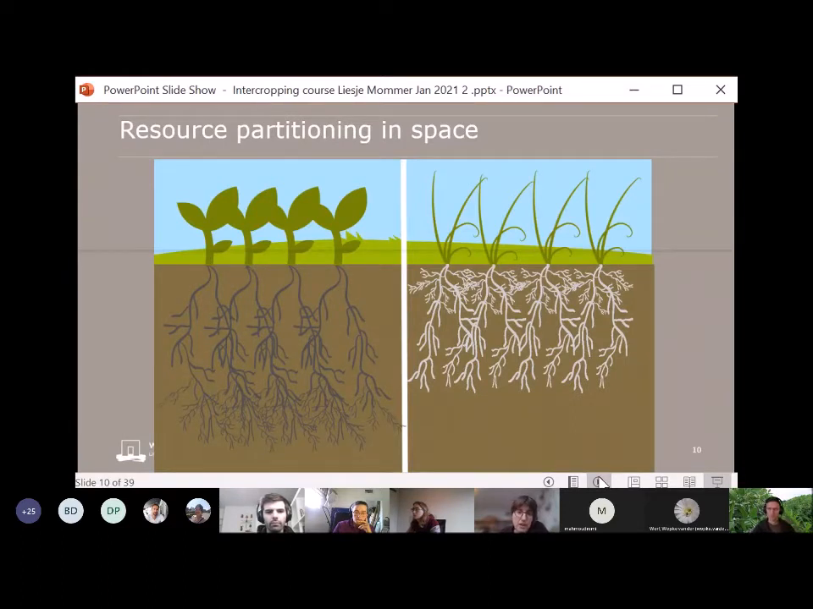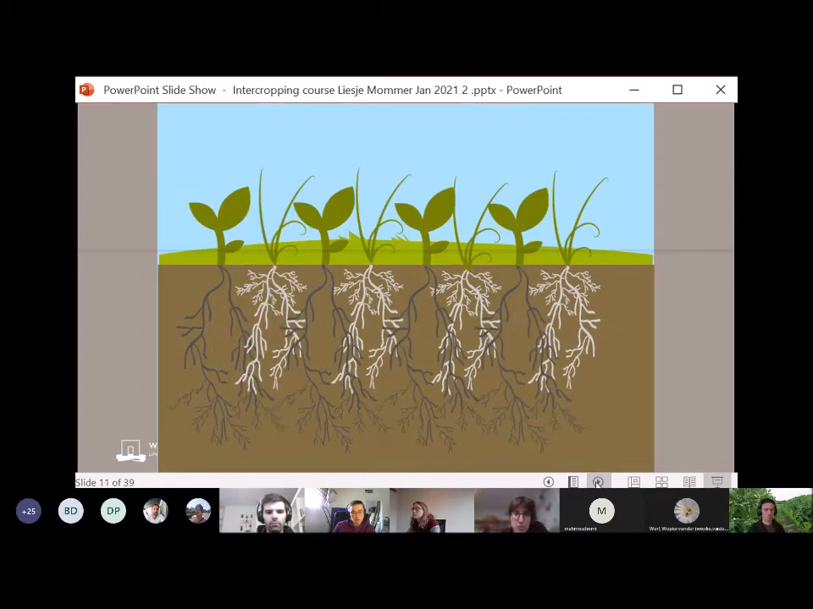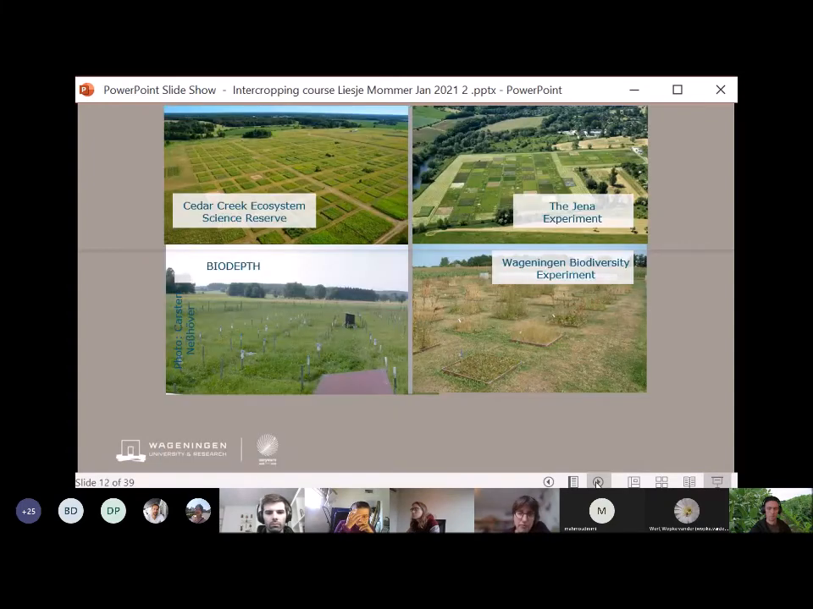So we needed to think about different mechanisms. And the classical idea is that below ground, different plant species occupy different space. So some plant species root superficially and others root deep. And if you then grow them together, they can explore the soil more efficiently, more completely, can take up more nutrients, and can also grow more. This is the niche complementarity hypothesis. And this was particularly expected to occur below ground.